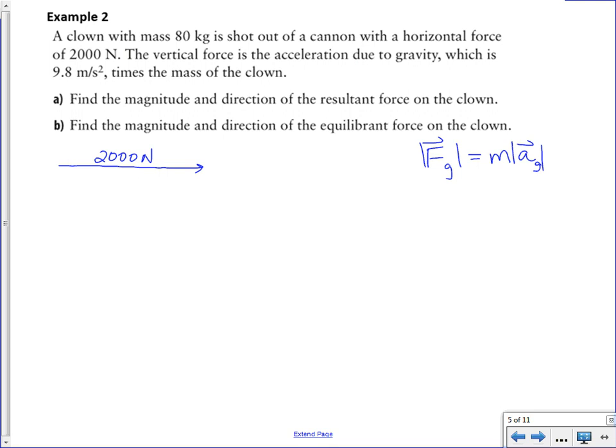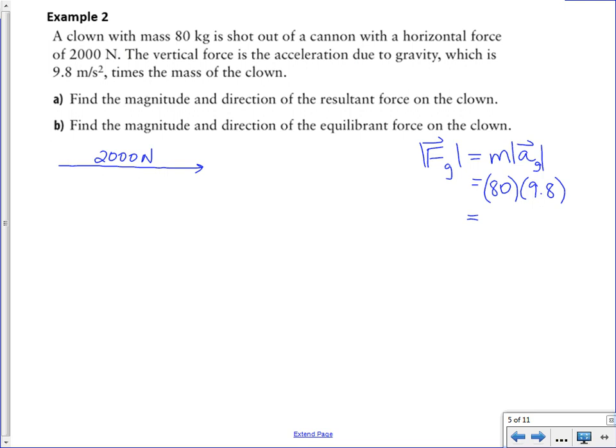So you have an arrow on force and an arrow on acceleration due to gravity, because both of those have a direction attached. You get that the force due to gravity will have the same direction as the acceleration due to gravity: down. So there are directions attached to those. The mass is just a number, so they give us that number. They tell us that the clown is 80 kilograms, and the acceleration due to gravity is 9.8.